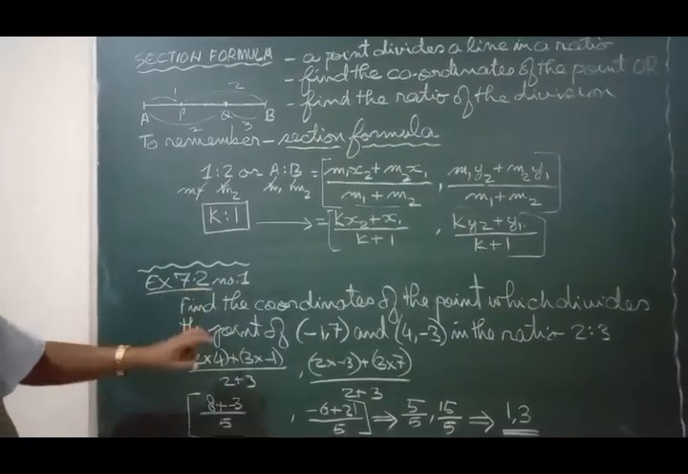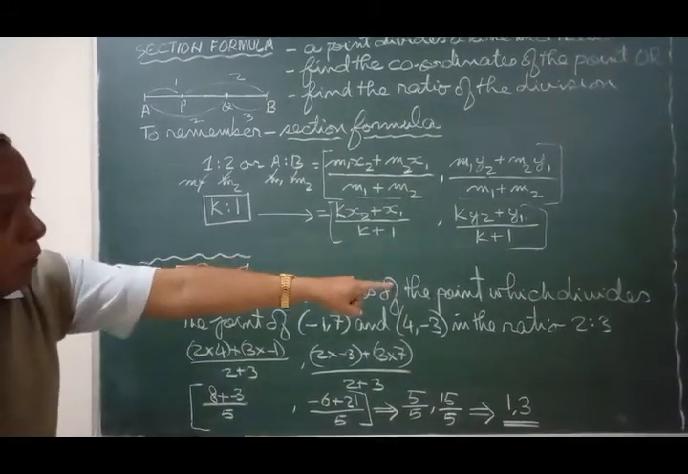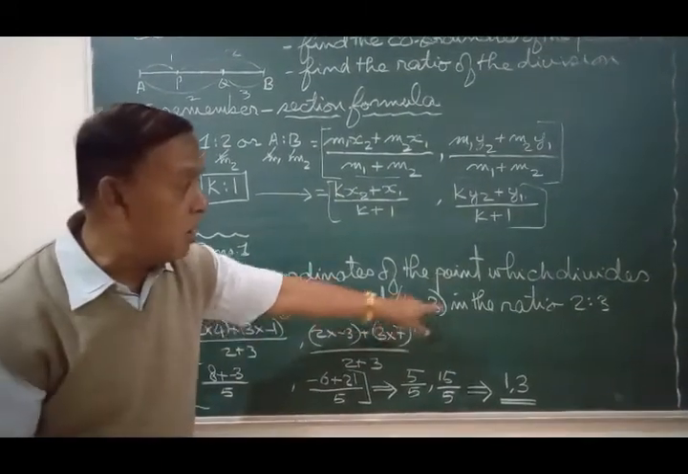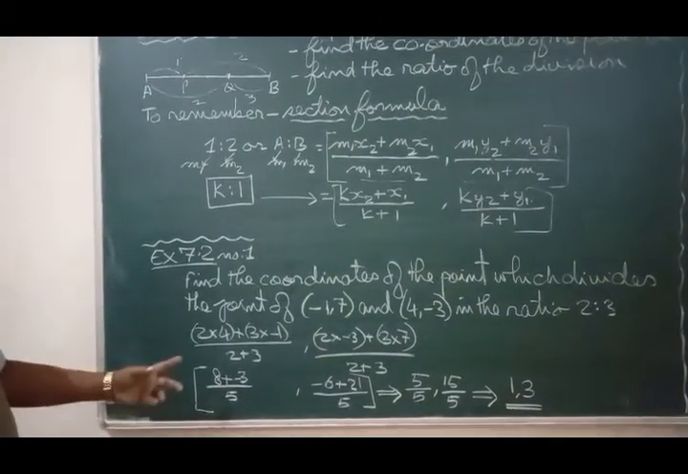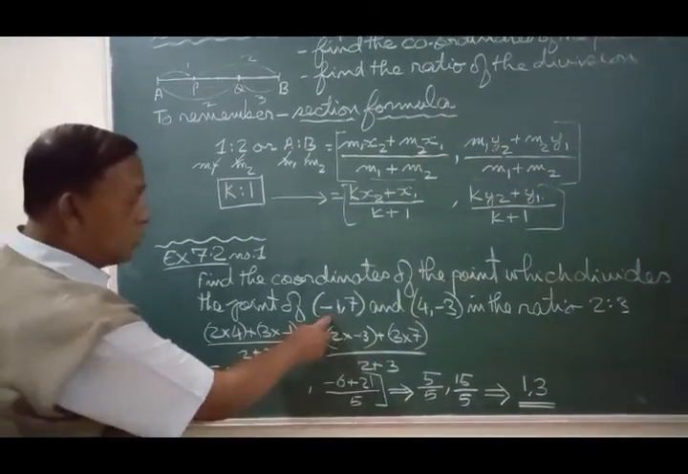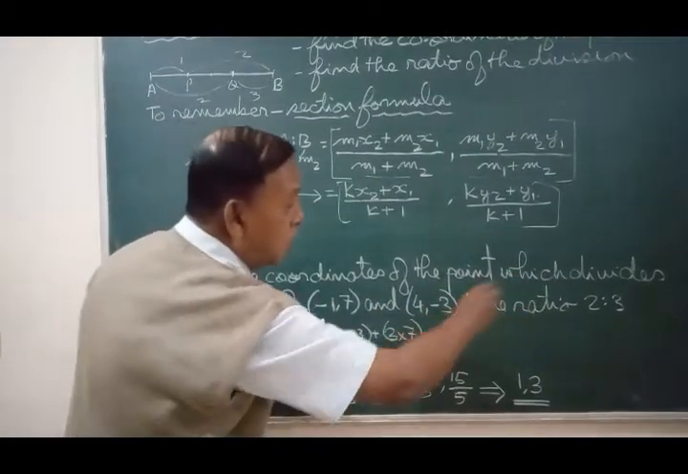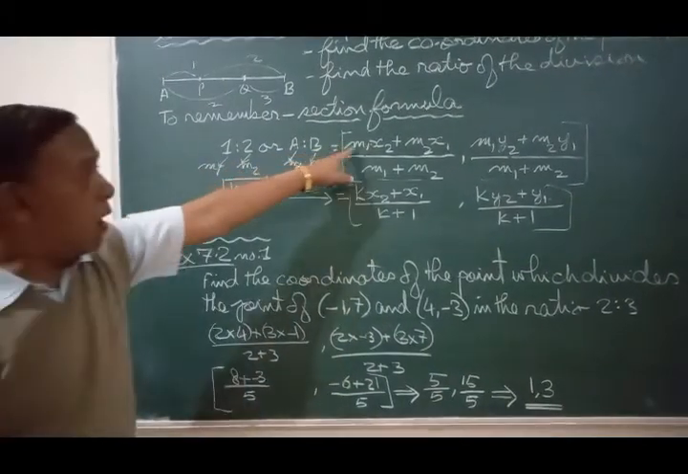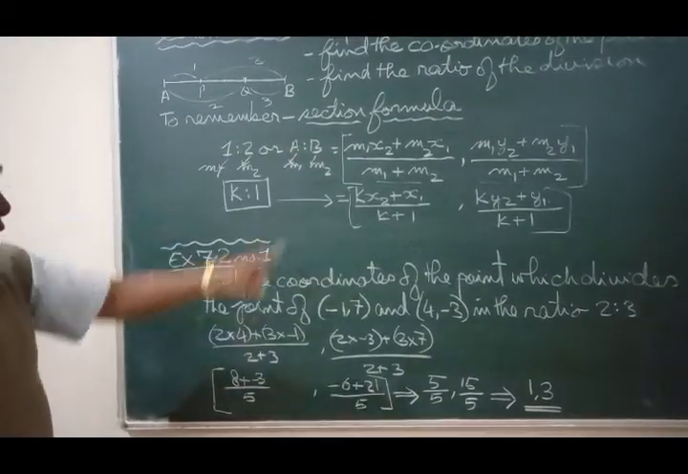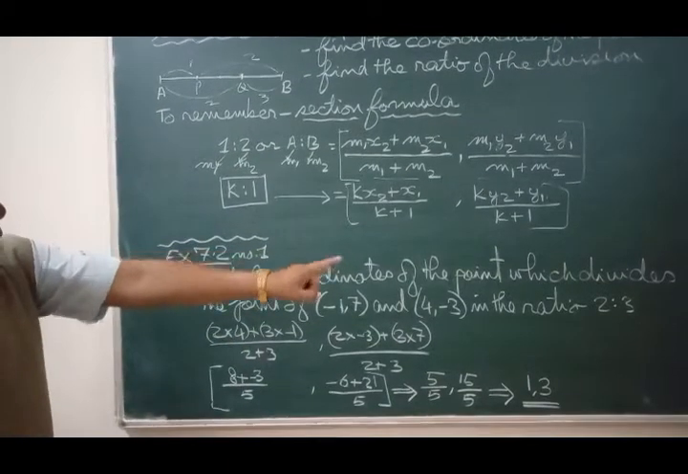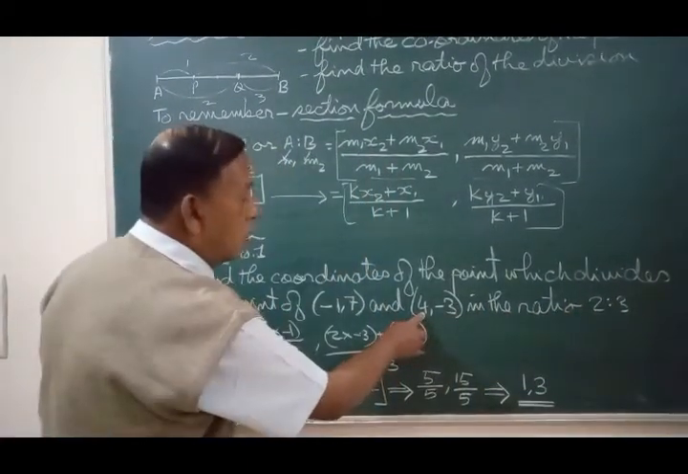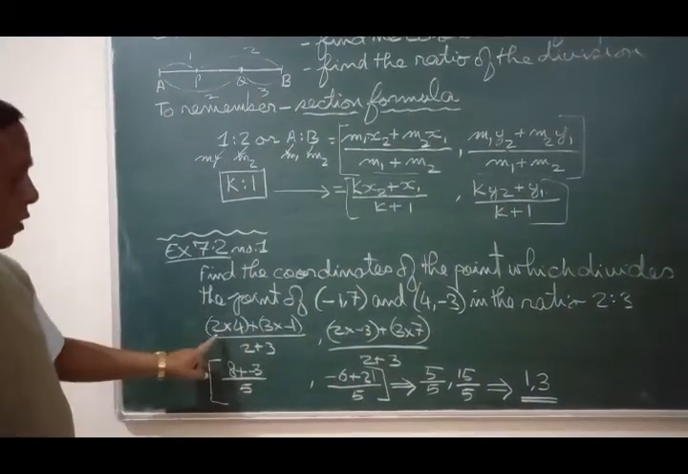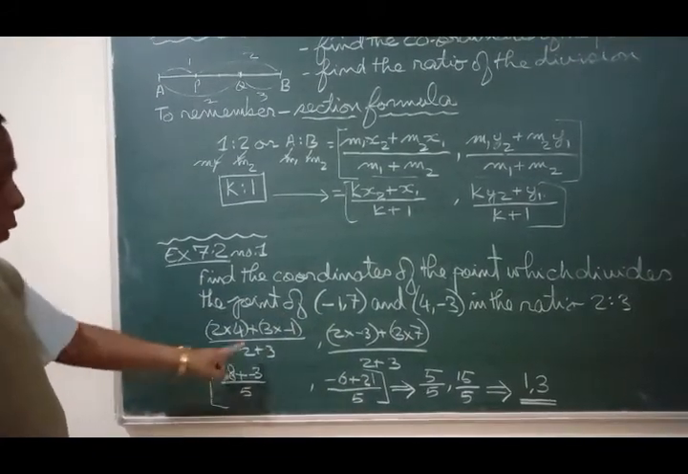Okay. Question number 1. Find the coordinates of the point which divides the join of this first point and this second point, the end points, in the ratio 2 is to 3. How do we do it? Immediately apply the formula M1x2, 2 into 4, and then 3 into 1.